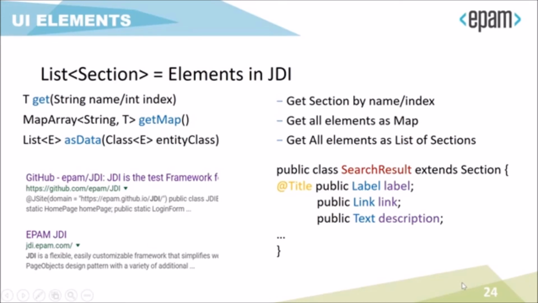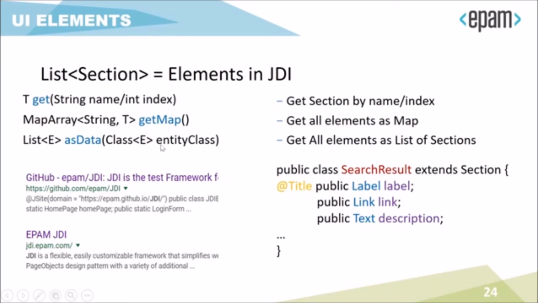You can set up sections like a page object, and for example, here in the bottom left part, you can see the search results in Google for GDI, and this is a complete section with a title, a link, and a description. You can set up the entity page object for this element and have a list of search results, for example.